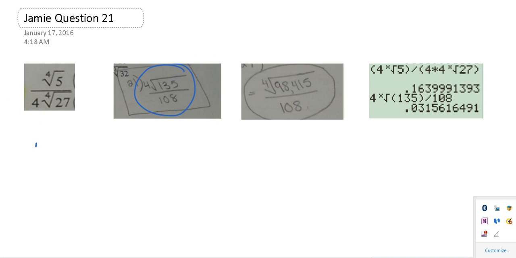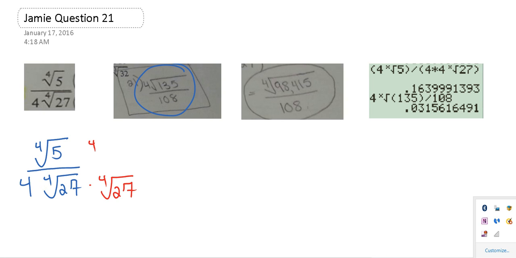If this is your original question, the fourth root of 5 divided by 4 times the fourth root of 27, it looks like what they're doing is multiplying the numerator and the denominator by the fourth root of 27, but they're only doing this once, and mathematically that does not work if you have a higher root like a fourth root. If the question didn't have this fourth root, then this method would definitely work.